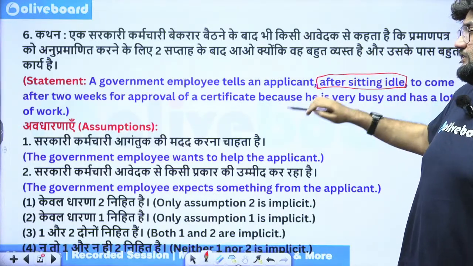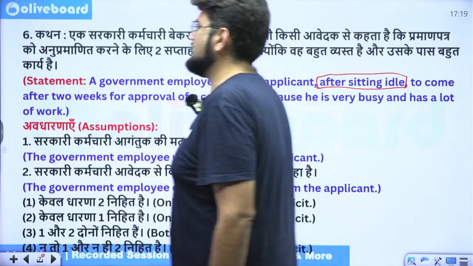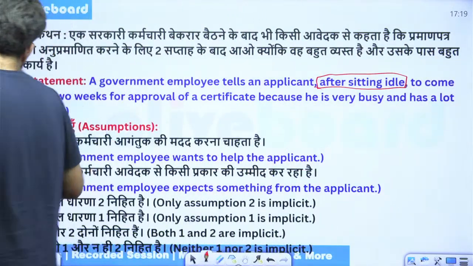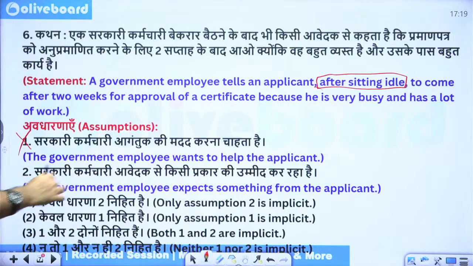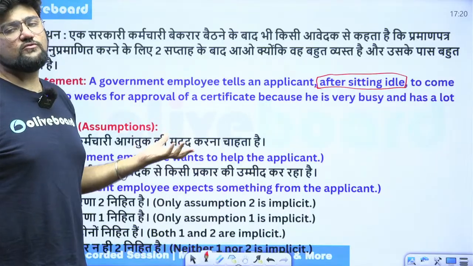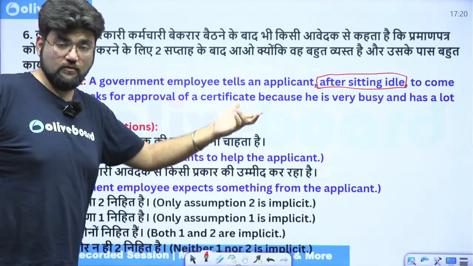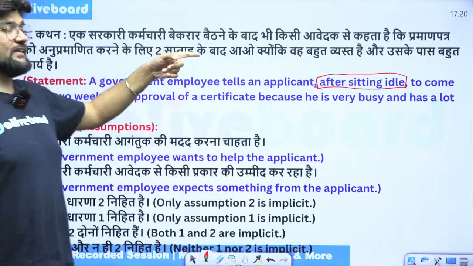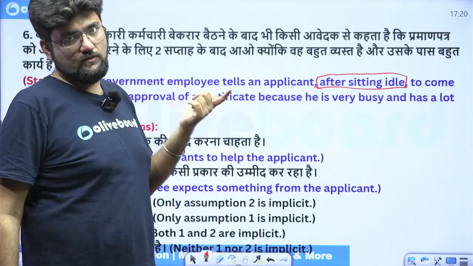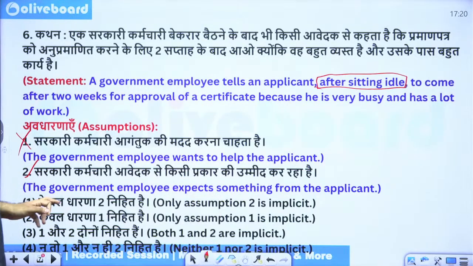Now, read the assumption. The government employee wants to help the applicant. The author is thinking like this, no, not at all. And the government employee expects something from the applicant. Now, they have not directly written it, but expect something means some sort of a favor is being expected in return of which he is probably going to do the work, because it seems fishy that despite sitting idle, he is just refused. Okay. So, from the author's perspective, this is the correct answer. So, only 2 is correct.